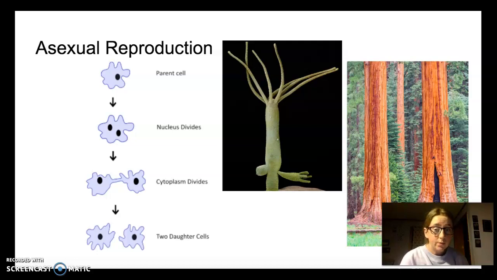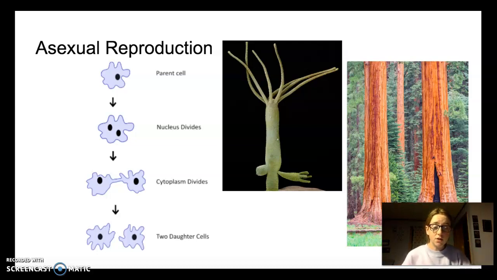During asexual reproduction, a cell will make a copy of its DNA. The cell now contains two copies of DNA. The cell will then divide and produce two daughter cells that each contain a copy of DNA. So the daughter cells have the same genetic material that the parent cell does.